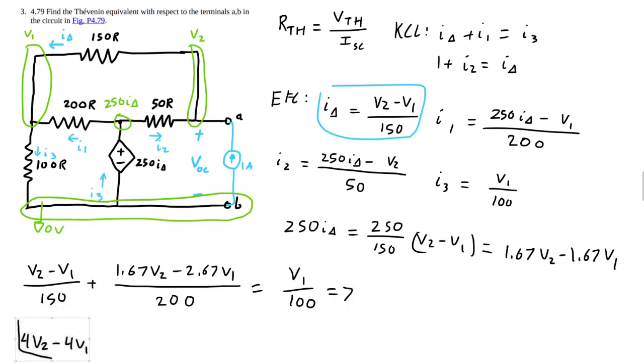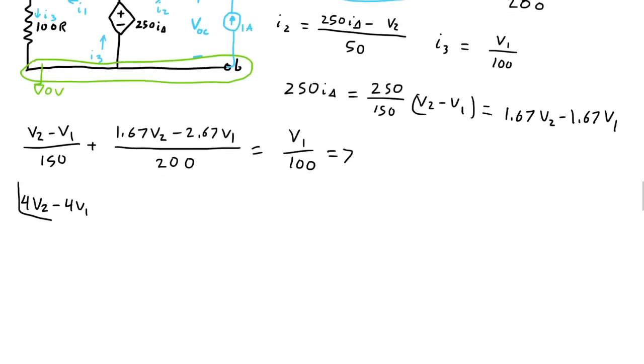Just move that down so I have enough space to write. 4 V2 minus 4 V1 plus 1.67 times 3 is 5, so 5 V2, and I think this is 8, yeah, minus 8 V1 equals V1, so 6 V1.